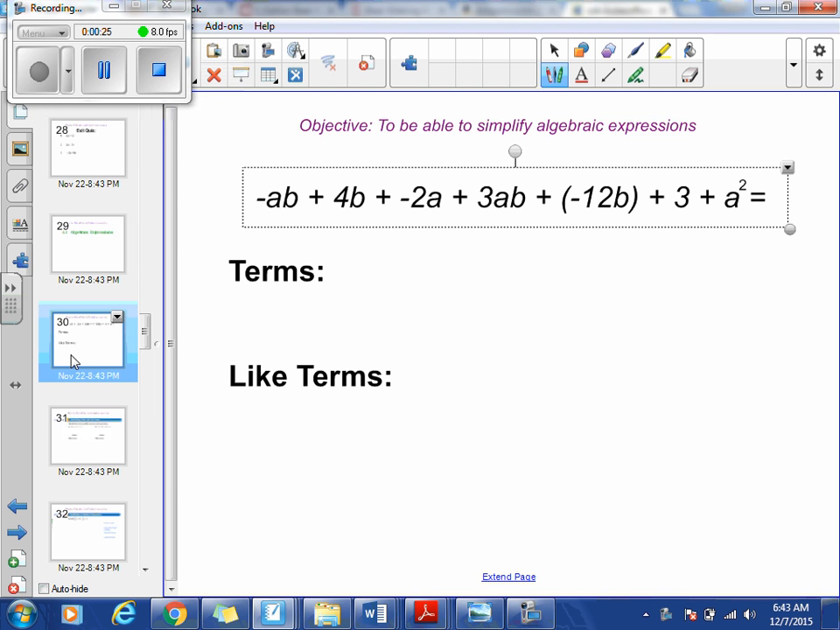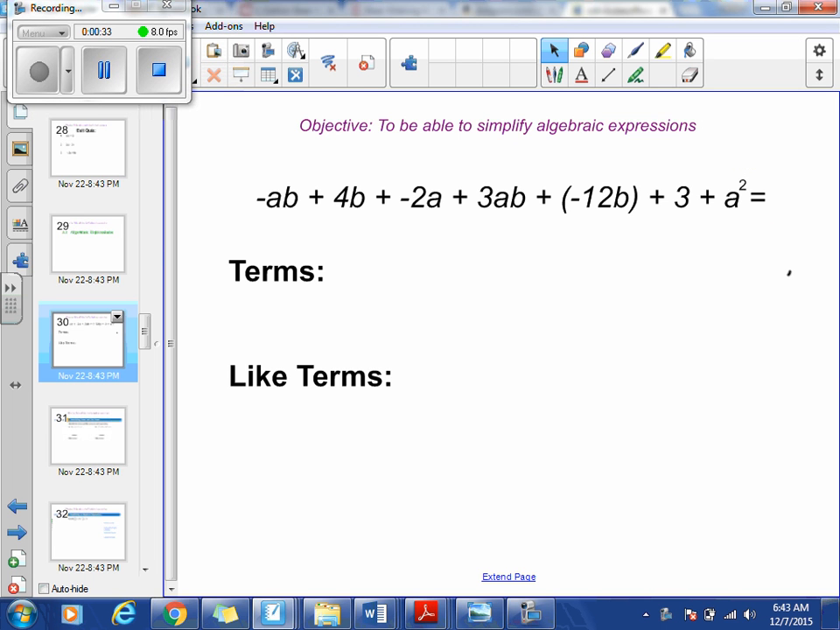Okay. So first things first, here's the ugly problem I've had on the board for the last few days. Now we're going to add in some vocabulary with it. This is not hard, it's something you already know how to do, but it's just putting a name to those things that we're doing. Alright, so terms. When you have terms in an algebraic expression, those are the parts of an expression that are connected by addition.